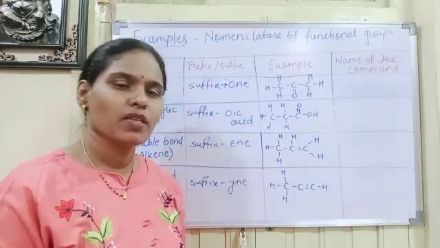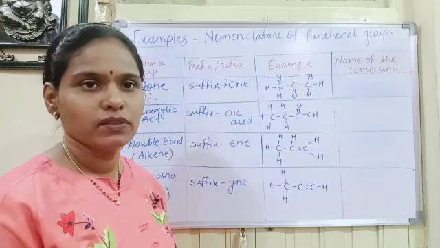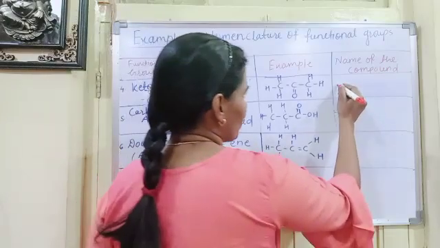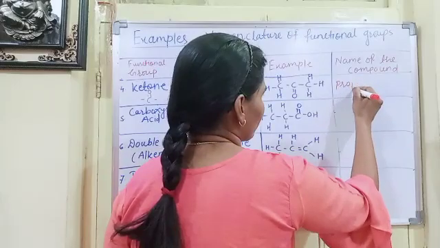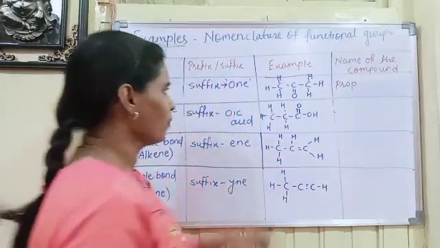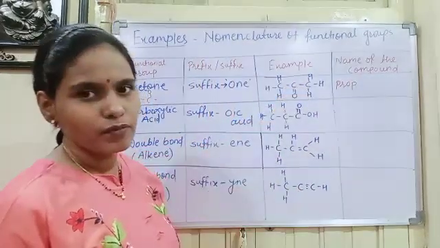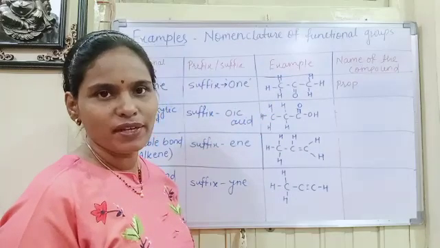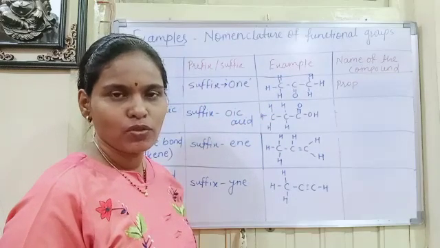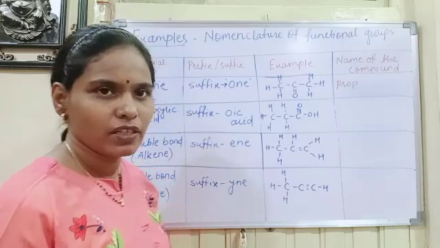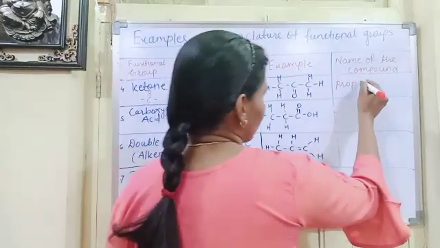If 3 carbon atoms are there, then what will be its root word? Its root word is prop. Now, look at the type of bonding between the carbon atoms. All are bonded by single covalent bond. So, what will be its primary suffix? Its primary suffix is ANE.